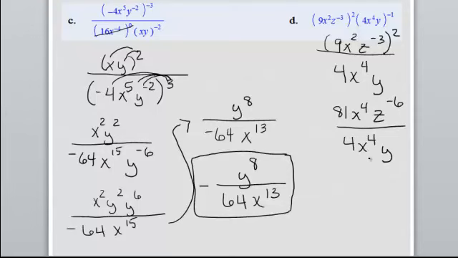Okay, I don't believe 81 over 4 will reduce, so we'll keep those numbers. But the x to the 4th reduced to 1. How about the z to the negative 6? We'll need to move that to the denominator. So we'll have 81 in the numerator.